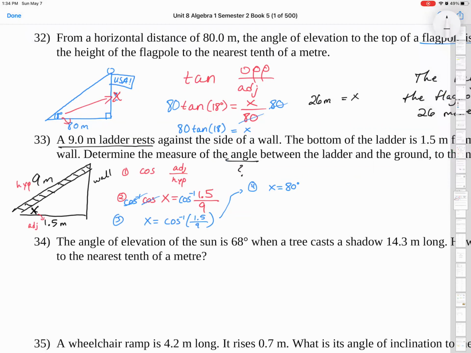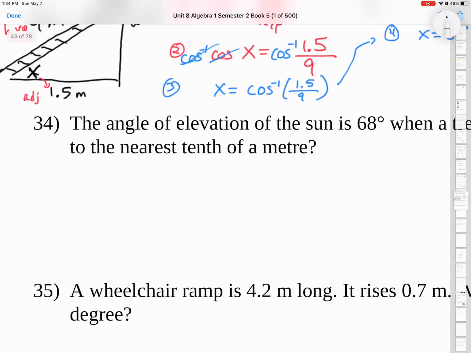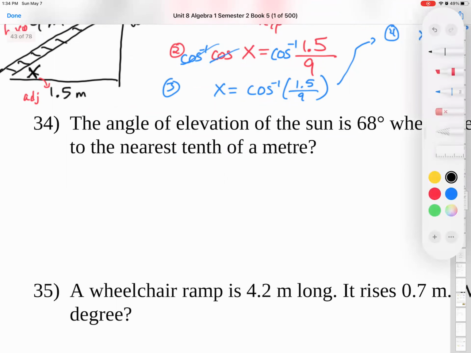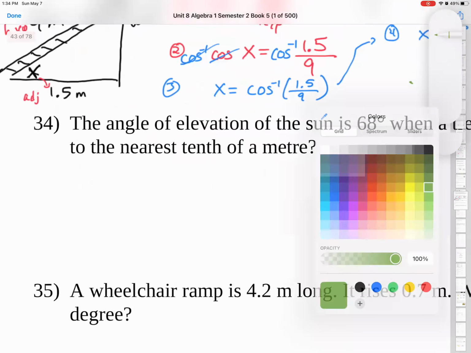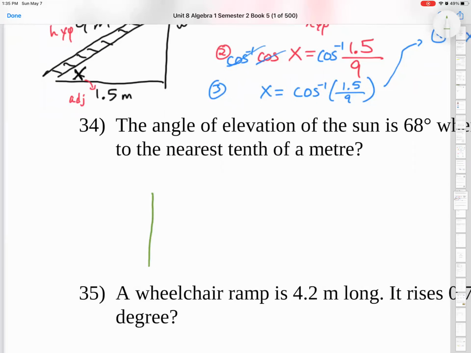Next up, we're going to try number 34. This is known as kind of the tree with a shadow, or generally a shadow question. So it's a shadow question. You have the angle of elevation of the sun is 68 degrees when a tree casts a shadow. So imagine we have a tree. So we have a tree. And let's do a nice pine tree sticking up.